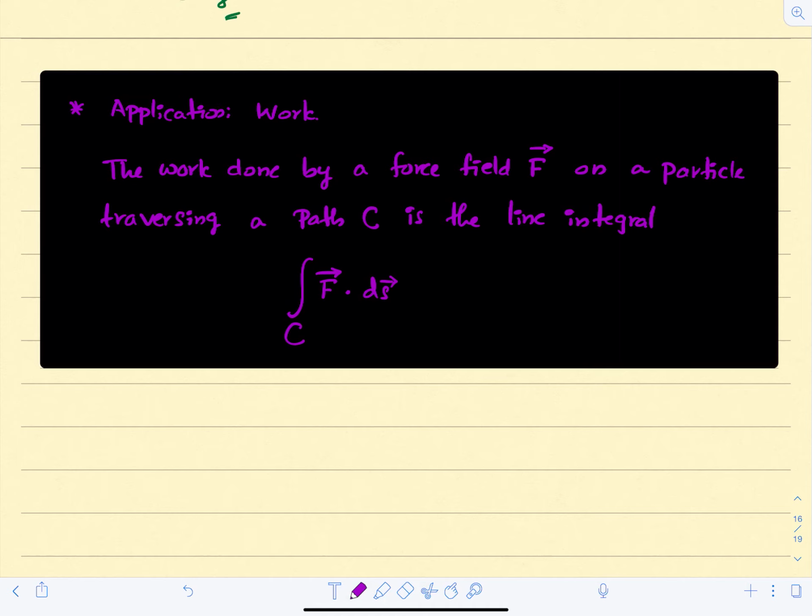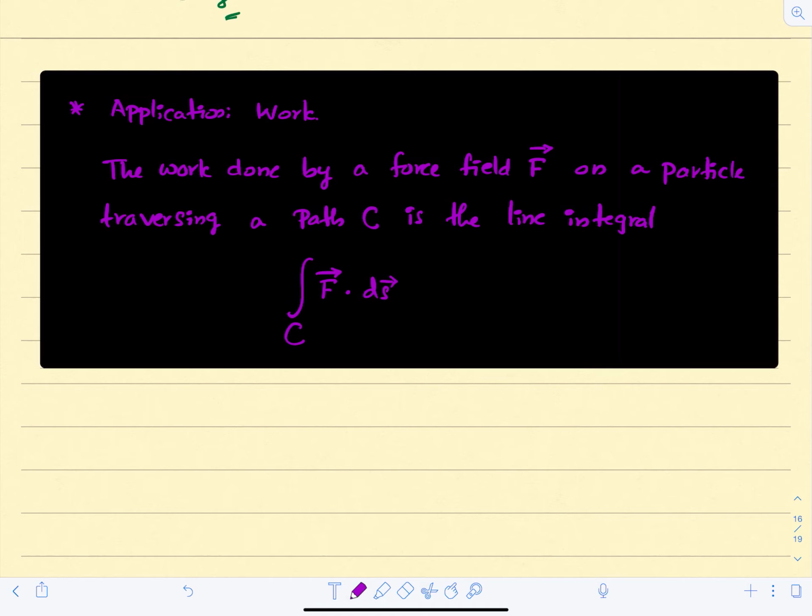To the end of this section. But before we discuss the last example, I just want to give a brief application of this line integral of a vector field. Maybe in physics you will learn about these types of line integrals, and using these line integrals we can calculate the work done by a force field on a particle.